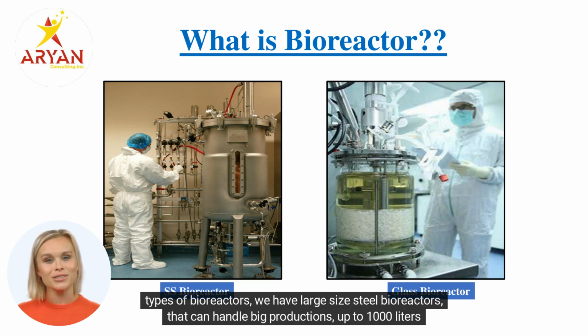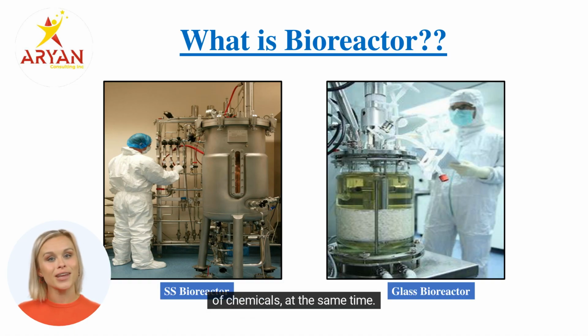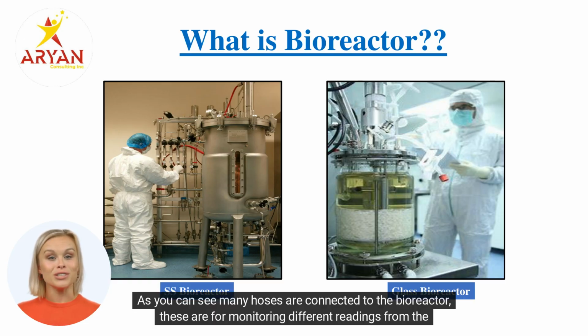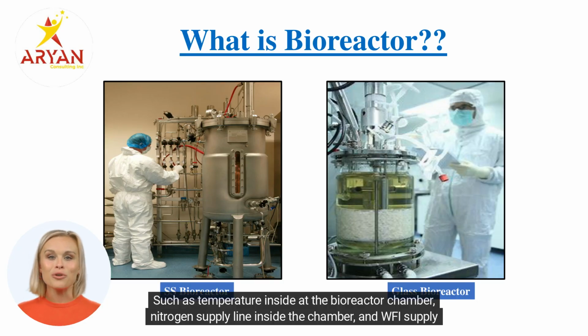Let's understand the types of bioreactors. We have large-size steel bioreactors that can handle big productions, up to 1,000 liters of chemicals at the same time. Some reactors are made with glass and for small operations, up to 150 liters of chemicals. As you can see, many hoses are connected to the bioreactor. These are for monitoring different readings from the bioreactor, such as temperature inside the bioreactor chamber, the nitrogen supply line inside the chamber, and the WFI supply line.